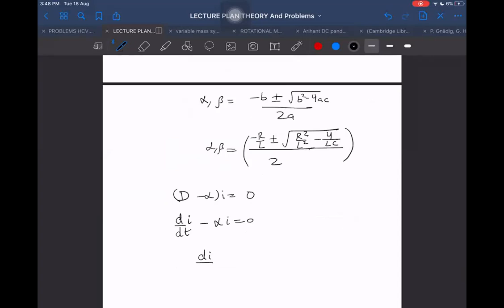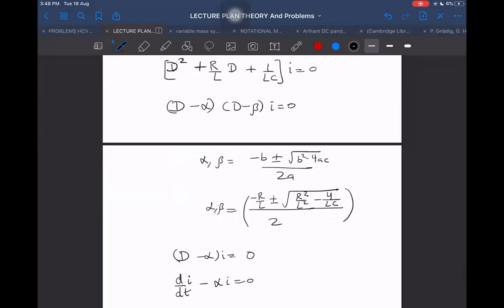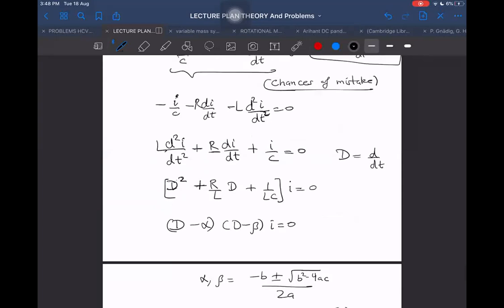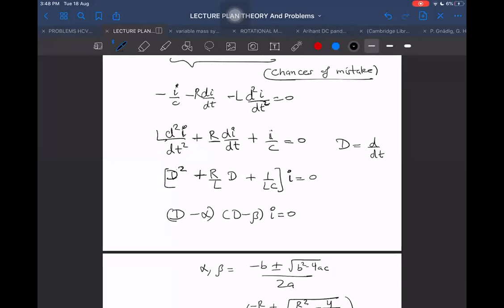Sir, in the first equation, you took I common. Yes, I have taken I common here, since I is in the first, second, and third terms also. After that I divided by L everywhere.